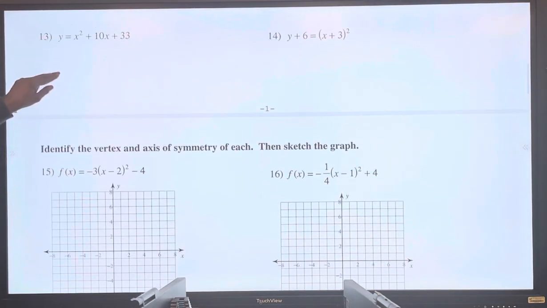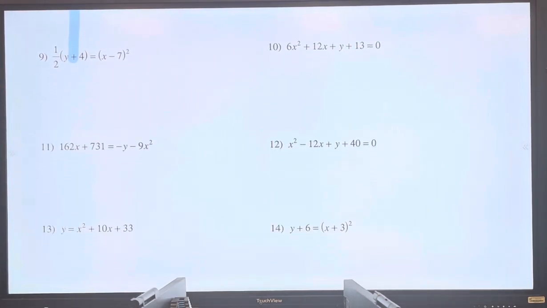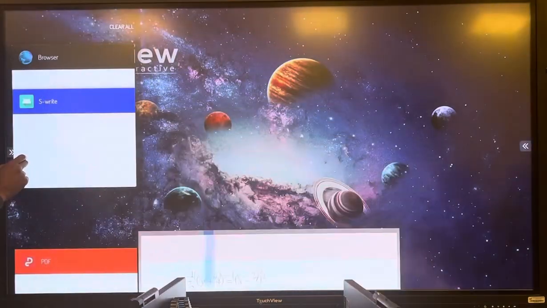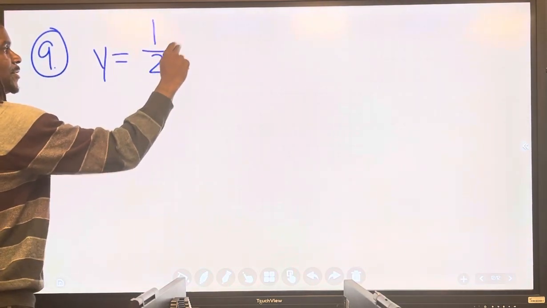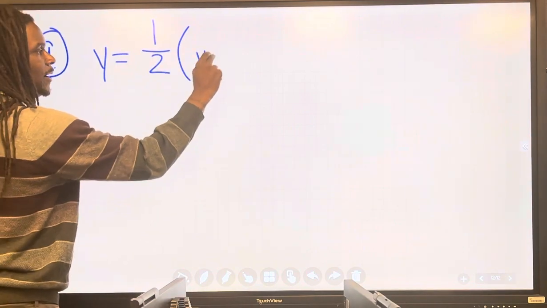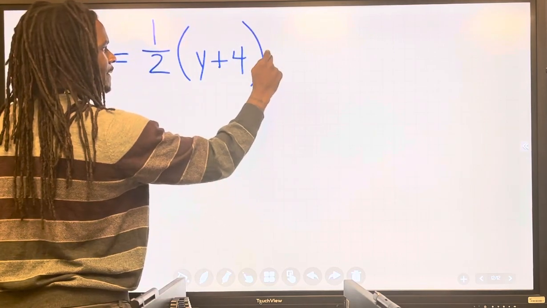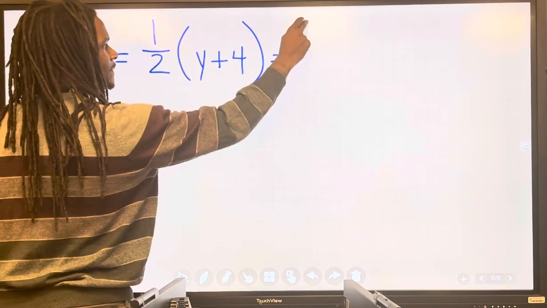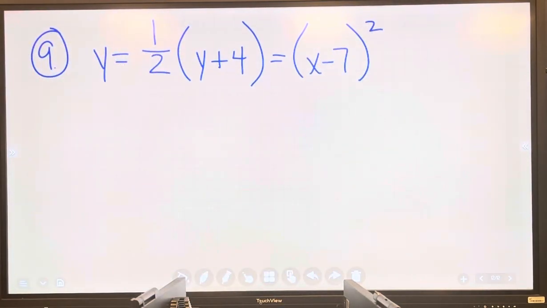Alright, Isaac Henley, number 9. Y'all think you was asking for that one. You was scared of this fraction. Yes, I am. And you was scared of this x minus 7. So just help me out. Give me the problem. Alright, so 1 over 2, parentheses, y plus 4, close parentheses, equals parentheses x minus 7, close parentheses, parentheses, again, close parentheses. Would you multiply the one half to the other side?